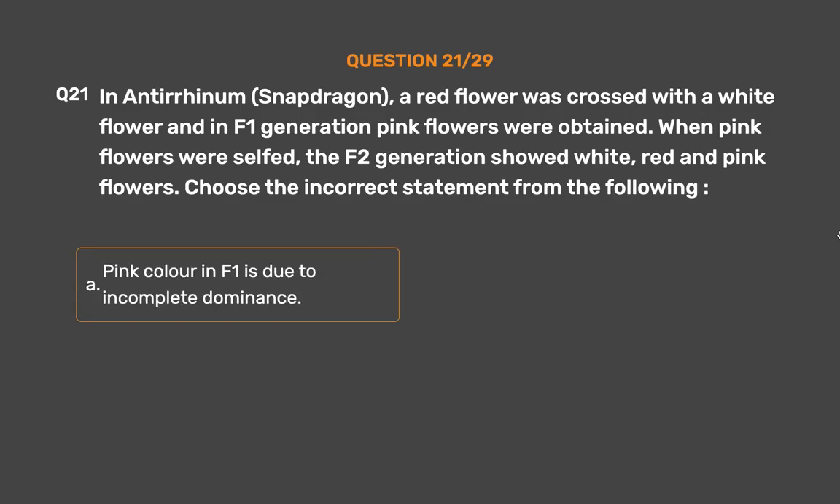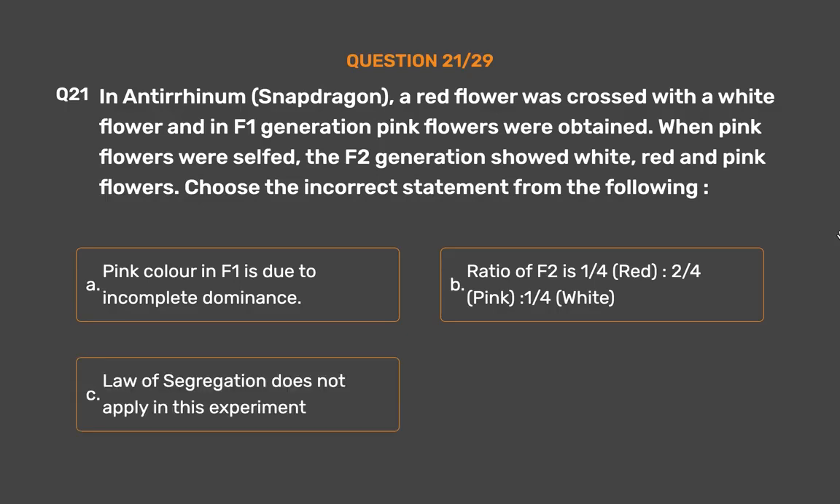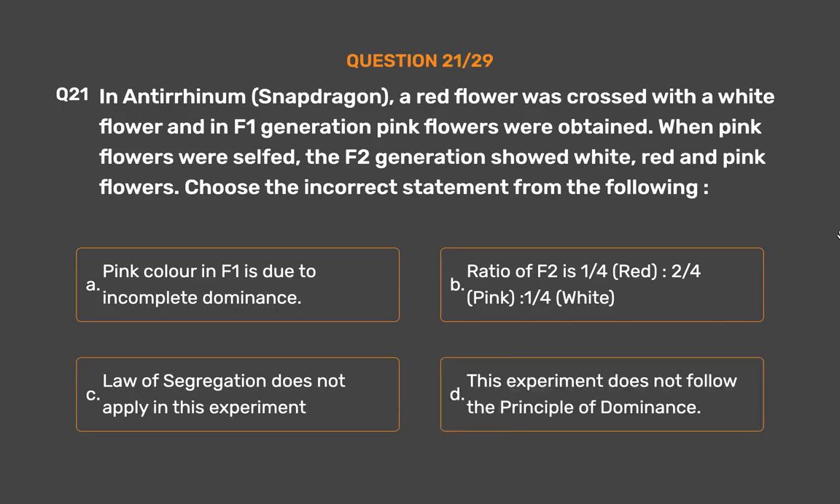Option A. Pink color in F1 is due to incomplete dominance. Option B. Ratio of F2 is 1/4 red, 2/4 pink, 1/4 white. Option C. Law of segregation does not apply in this experiment. Option D. This experiment does not follow the principle of dominance. The correct answer is Option C. Law of segregation does not apply in this experiment.